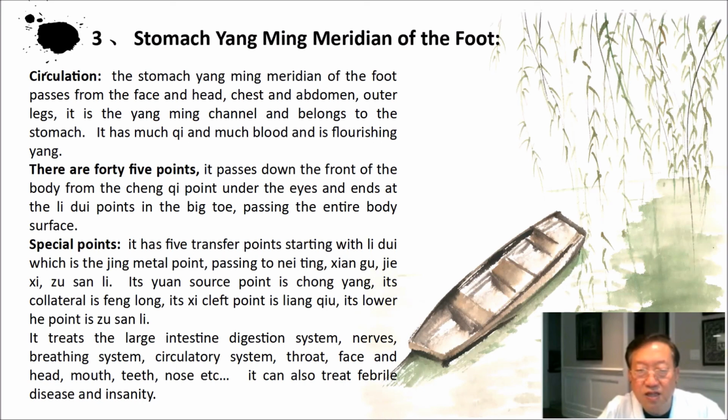Special points. It has 5 transfer points starting with Li Dui, which is the Jing metal point, passing to Neiting, Xiangu, Jiexi, Zusanli. Its yuan source point is Chongyang. Its collateral is Fenglong. Its Xi cleft point is Liangqiu. Its lower he point is Zusanli. It treats large intestine, digestion system, nerves, breathing system, circulatory system, throat, face and head, mouth, teeth and nose, etc. It can also treat febrile diseases and insanity.